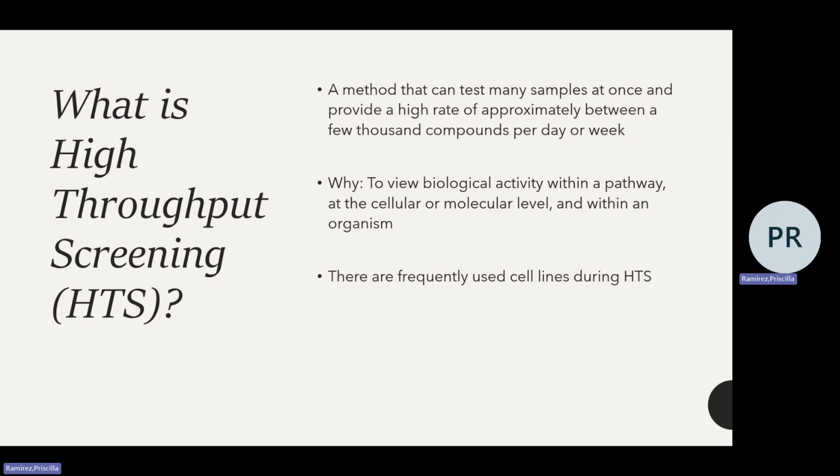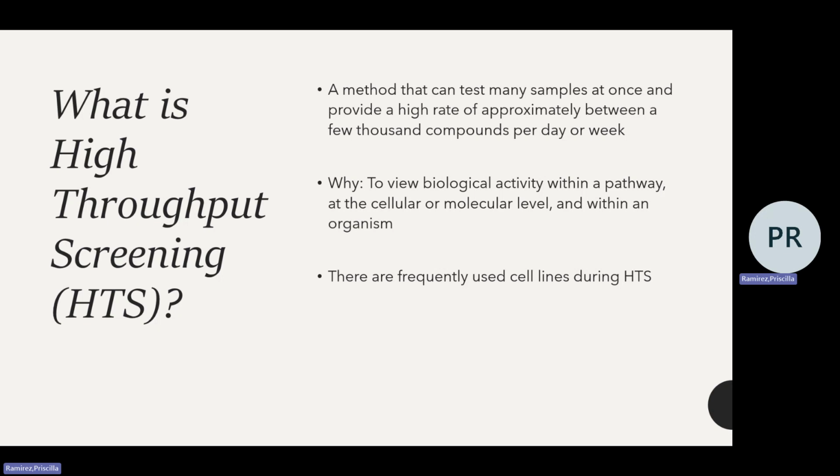So what is high throughput screening, HTS? It is a method that can test many samples at once and provide a high rate of approximately a few thousand compounds per day or week, and even potentially millions of compounds per day or week. We talked about something else that was high throughput, I believe in module 3 or module 4, when we talked about Illumina sequencing, which was considered a high throughput sequencing method.